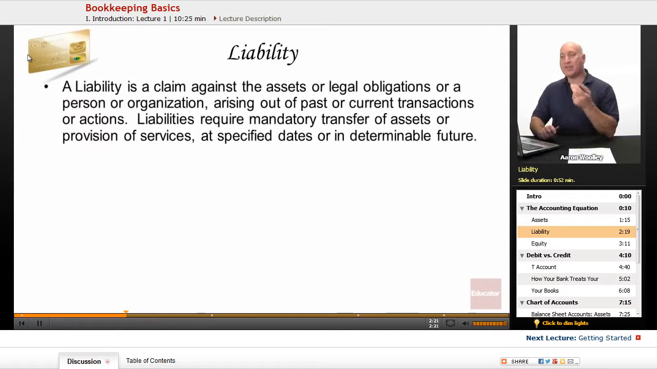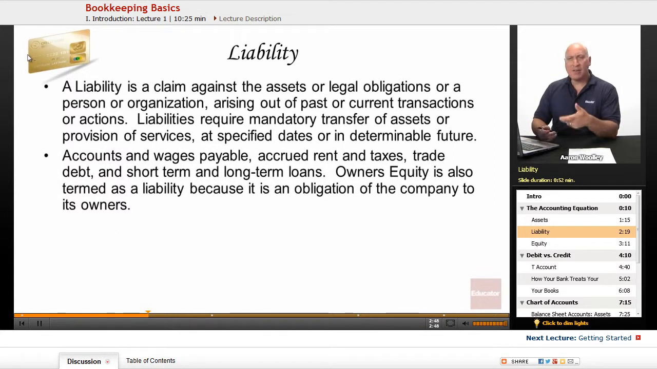Liabilities. What is a liability? It's a claim against the assets or legal obligations of a person or an organization arising out of past or current transactions or actions. For instance, if we buy a truck and we get a loan for it, that transaction creates a liability. Liabilities require mandatory transfer of assets or provisions of services at specific dates or an indeterminate future. Accounts payable or wages payable, accrued rent and taxes, these are all liabilities. Trade debt or short-term or long-term loans.